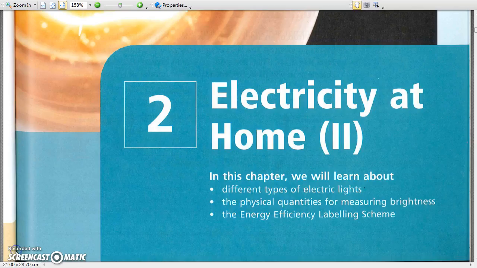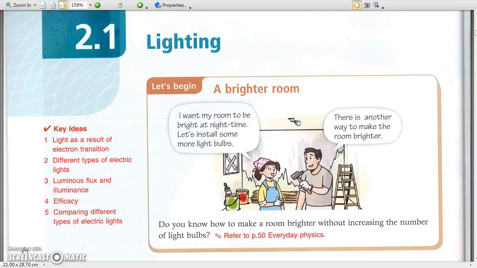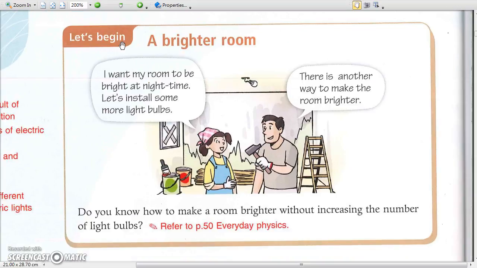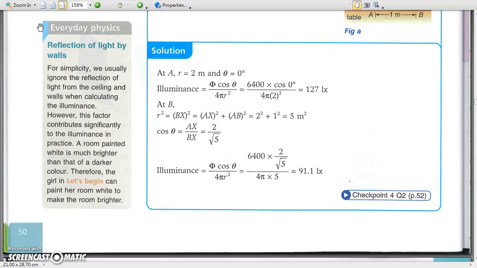Chapter 2 Electricity at Home. 2.1 Lighting. Let's begin. A brighter room. Other than using more light bulbs, how can we improve the brightness of a room? Refer to Everyday Physics on page 50 to find the answer.